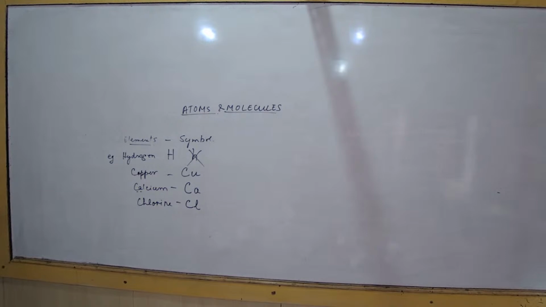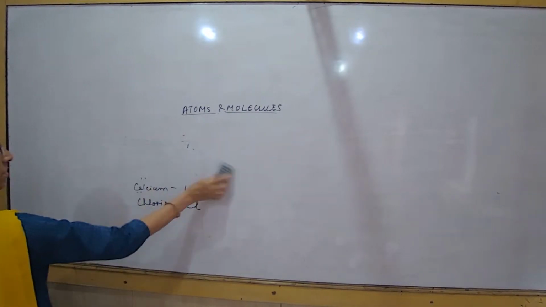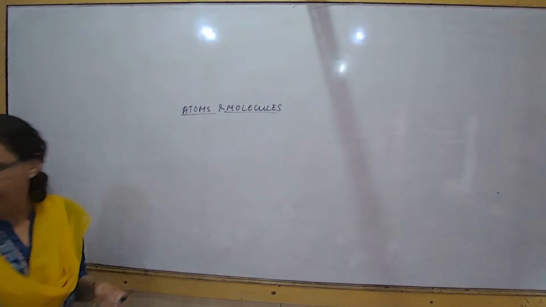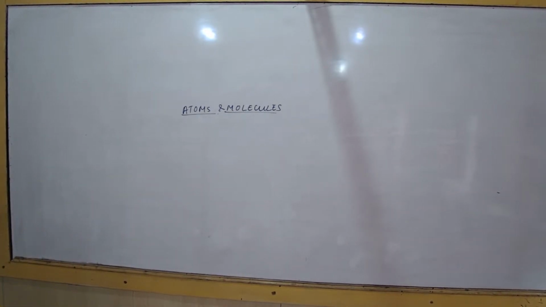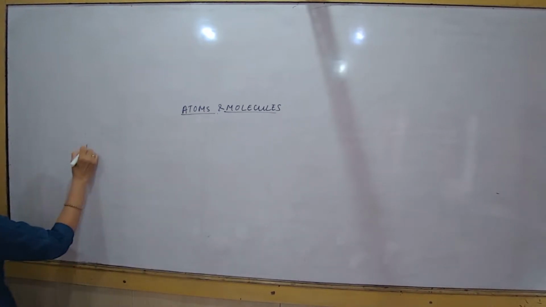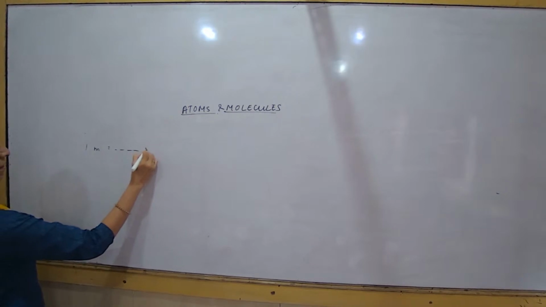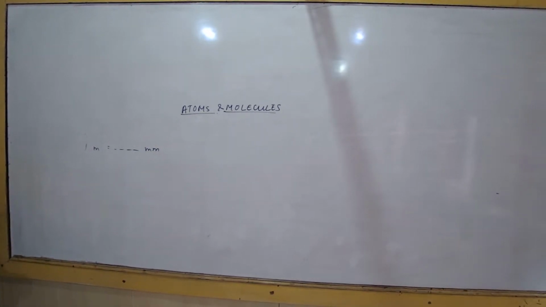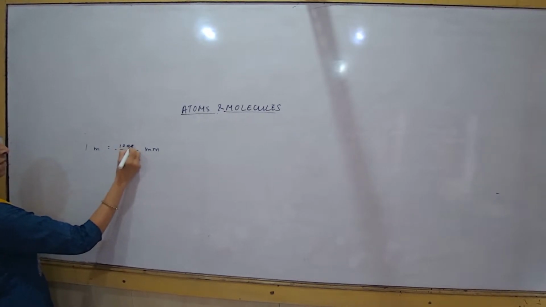Understood? Okay then. Now we are going to talk about the measurement of an atom. See here on this page, like I told you, an atom is so small you can't even see it. So how are we going to take the measurement? How can you find out the size of an atom? Obviously the units are going to be so small. One meter is divided into how many millimeters? 1000. Correct? So 1000 millimeters will make a meter.